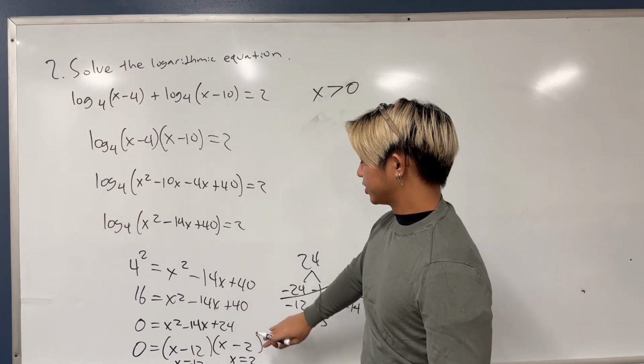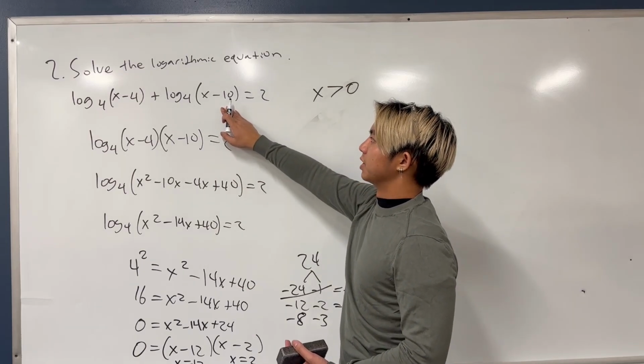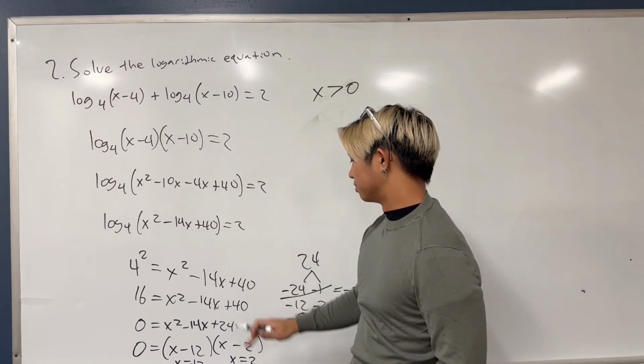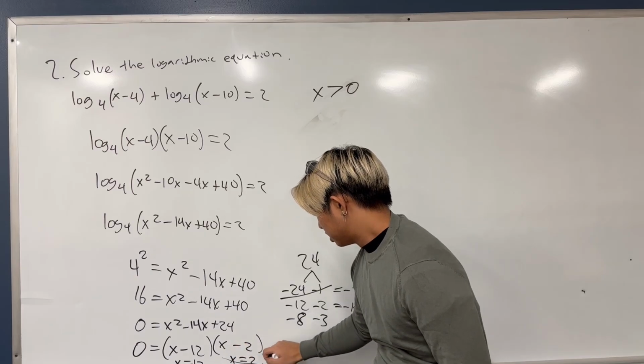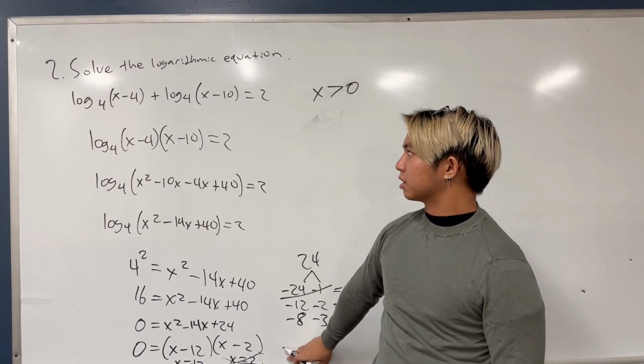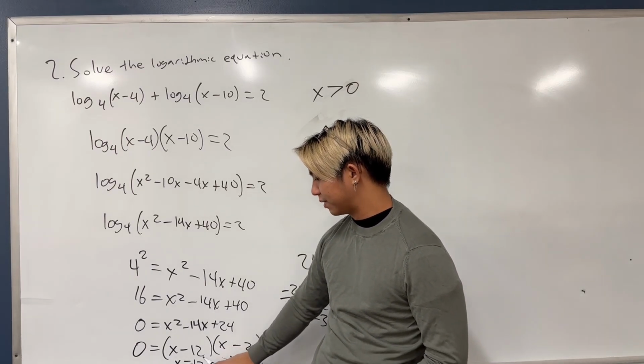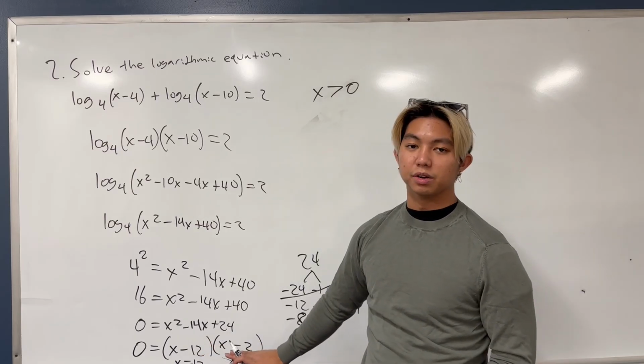And if we double check, 2 minus 10 is what? Negative 8. So automatically we know that x equals 2 cannot be correct. So our only answer that fits in the domain is x equals 12.